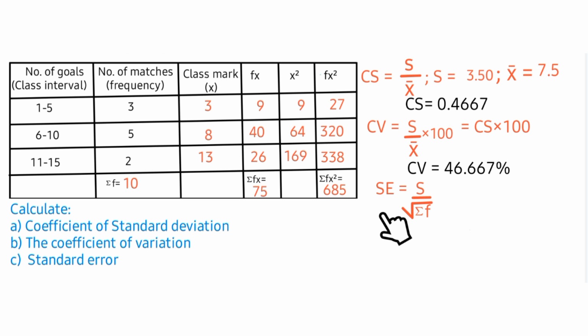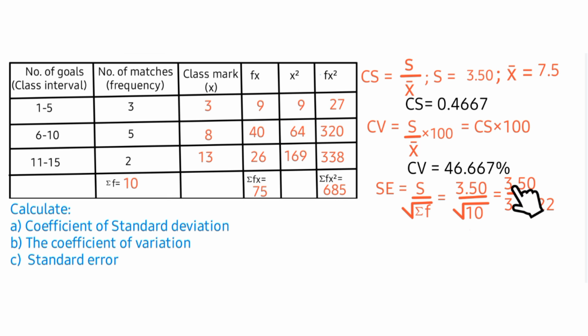Finally, let's calculate the standard error. The formula for calculating the standard error of our group data is standard deviation divided by square root of summation f. The value of our standard deviation is 3.50 divided by the square root of summation f. Summation f value is 10. 3.50 divided by the square root of 10 gives this value.